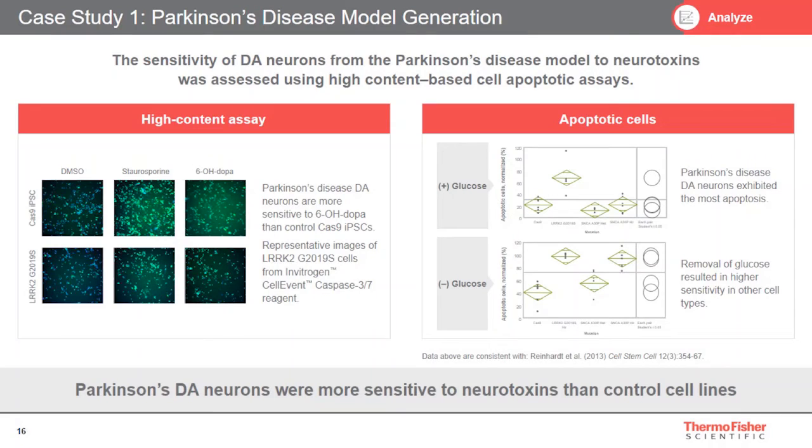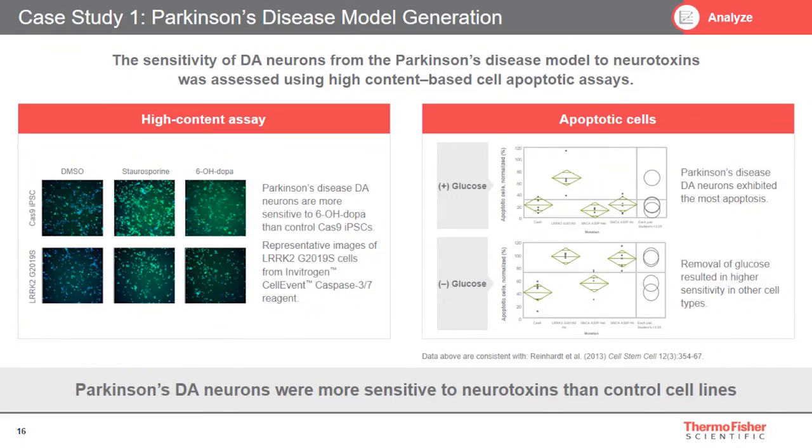Now, in order to mimic stressful conditions, we repeated this experiment while culturing the control and mutant lines in the absence of glucose. And as seen on the bottom right graph, you can see that the mutant line showed increased apoptosis compared to the parental lines. The SNCA homozygous mutant DA neurons also showed a higher degree of apoptosis under stressful conditions. And some of this data was previously published by other groups. So it's nice to see as a proof of concept that our assays are also able to replicate previously published data.